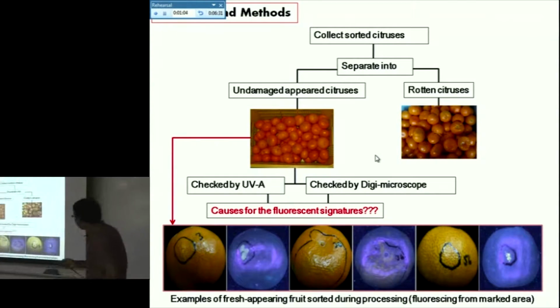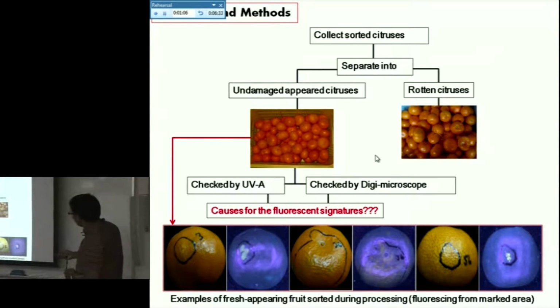And here, if you see from this group of citruses, we can see the color image. From the color image, we cannot see any type of damage here. But when we acquire the fluorescence image, we can see there are some defects or some fluorescence area, like this.